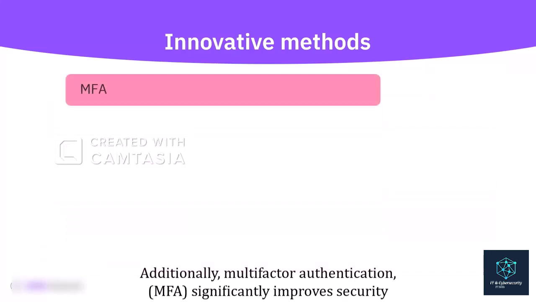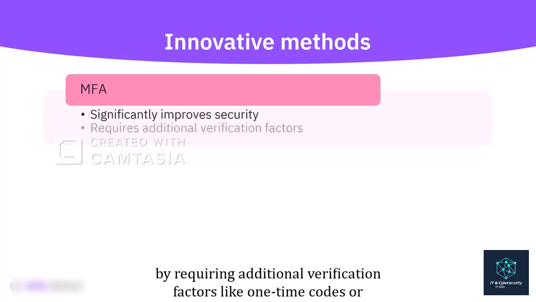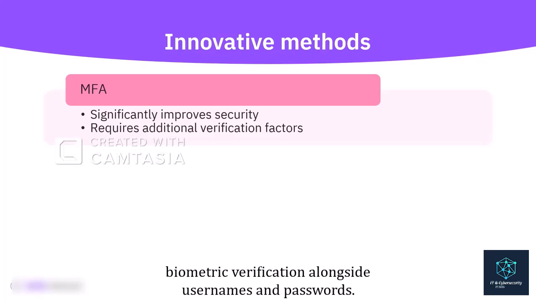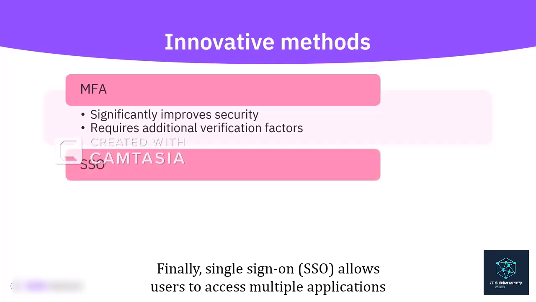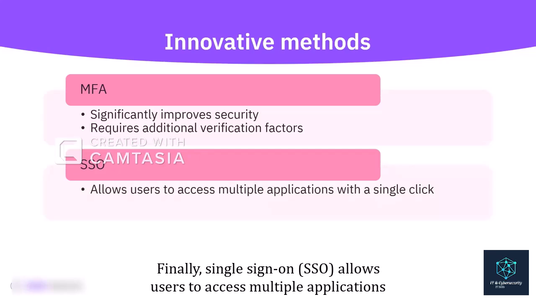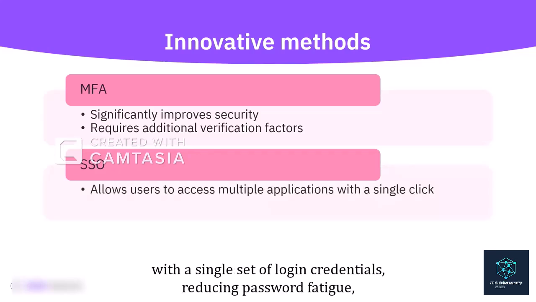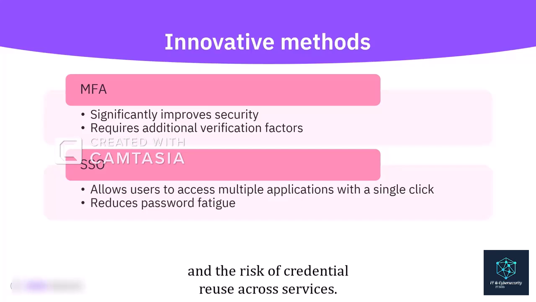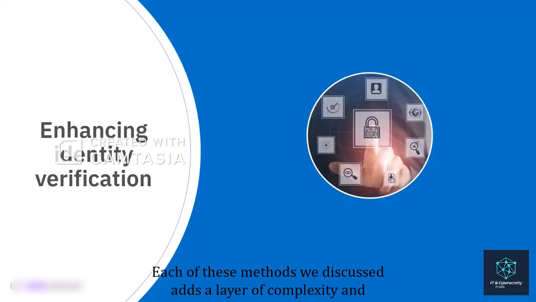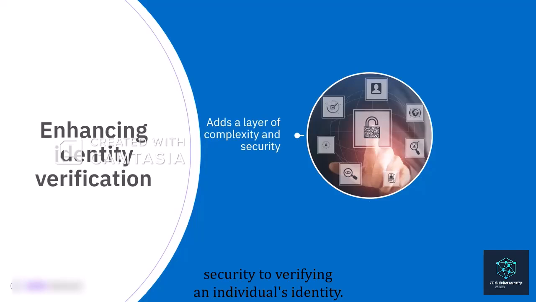Additionally, multi-factor authentication, MFA, significantly improves security by requiring additional verification factors, like one-time codes or biometric verification, alongside usernames and passwords. Finally, single sign-on, SSO, allows users to access multiple applications with a single set of login credentials, reducing password fatigue and the risk of credential reuse across services. Each of these methods we discussed adds a layer of complexity and security to verifying an individual's identity.